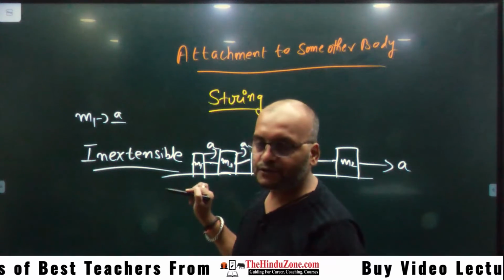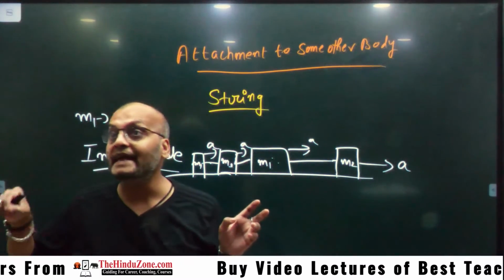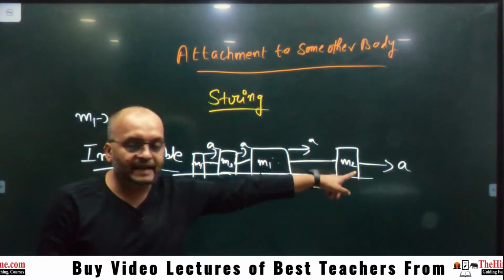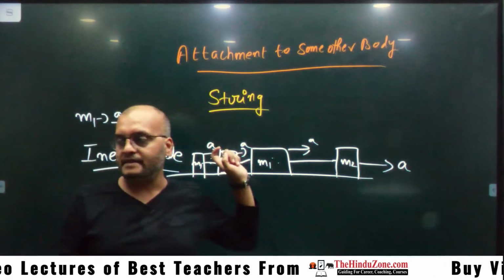Okay. So in the questions it is given that string is inextensible. So that's the meaning, that whatever will be the acceleration on the first mass, same will be the acceleration on all other masses. Understood?